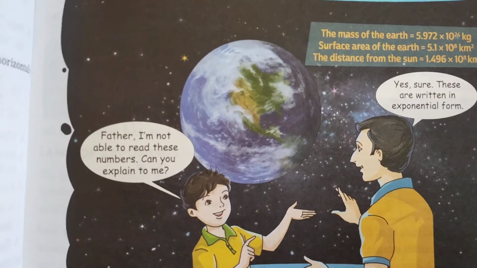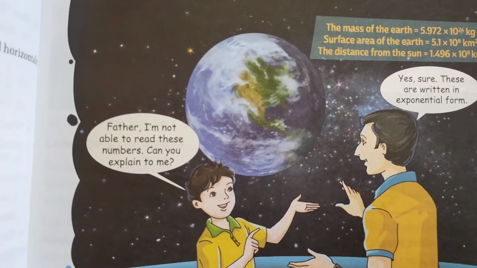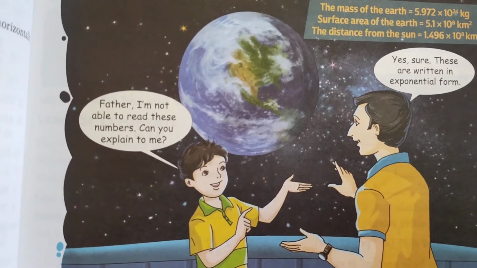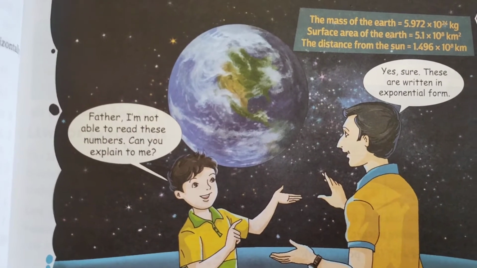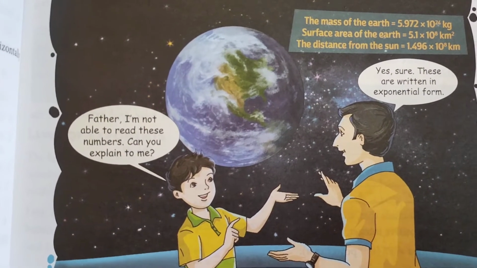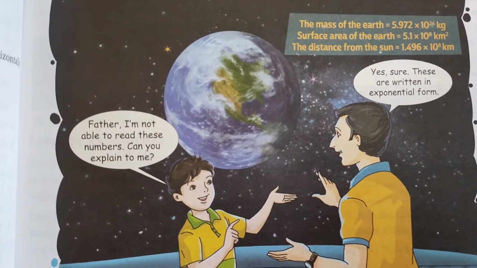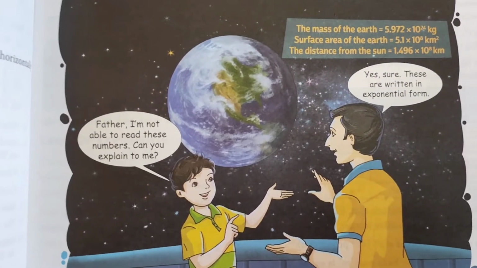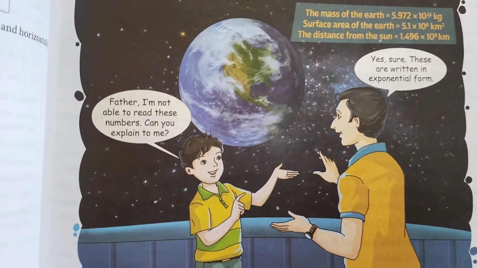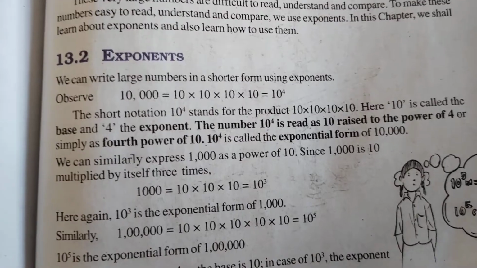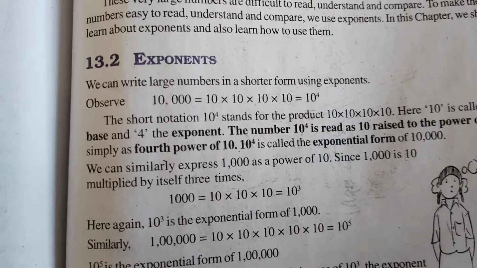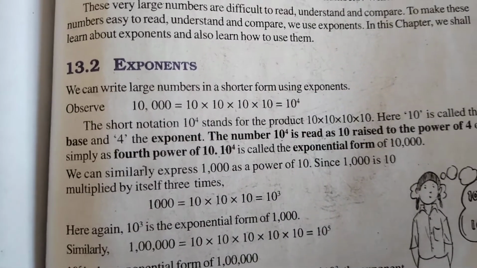Now you see, father, I am unable to read these numbers. Can you explain? Yes, sure. These are written in exponential form. Here you can see, we can write large numbers in a shorter form by using exponents.